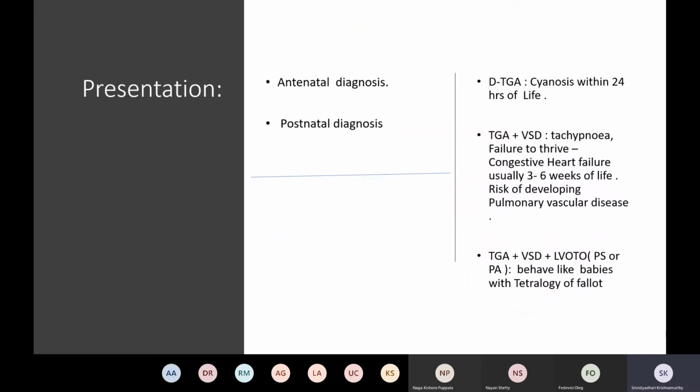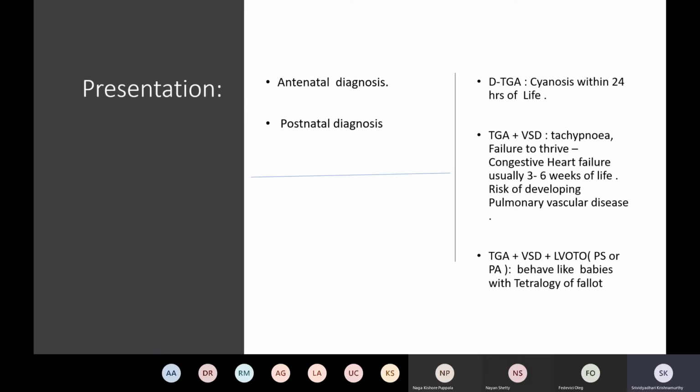So how do these patients present? It could be an antenatal diagnosis. These days, apparently the pickup rate in prenatal diagnosis is still only 50%, but it does make a huge difference as to how we manage these kids when they're born.